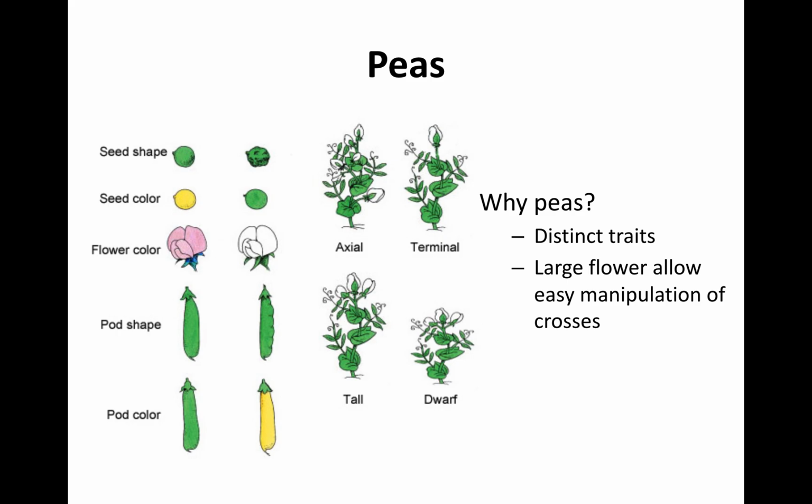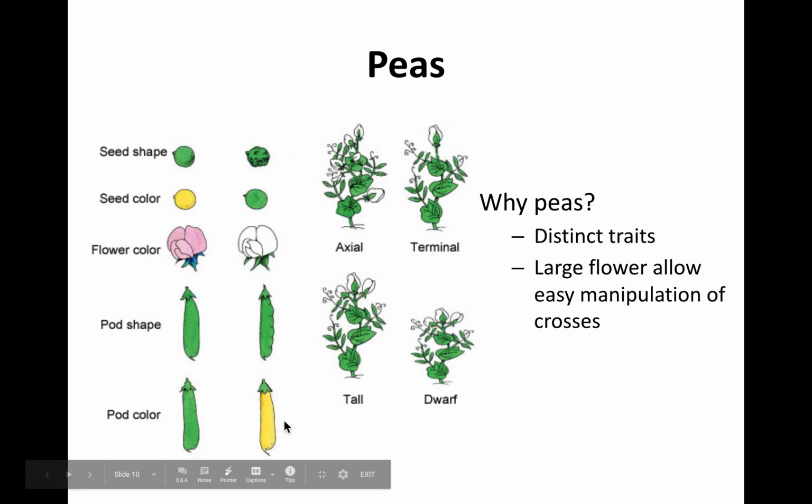But here are some of the traits you can see in plants. Distinctly, their seed shape, so it would be smooth or bumpy. Seed color, yellow or green. Flower color, pink or white. Pod shape, so it would be smooth or rigid. And then pod color, green or yellow.